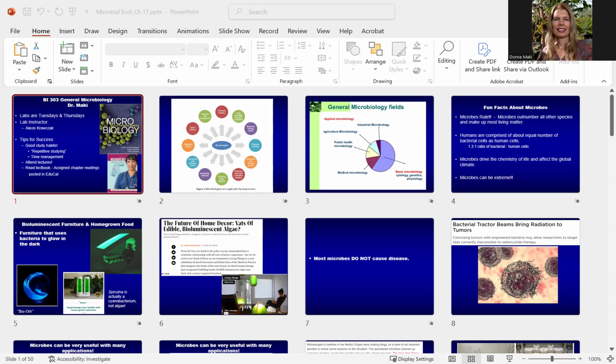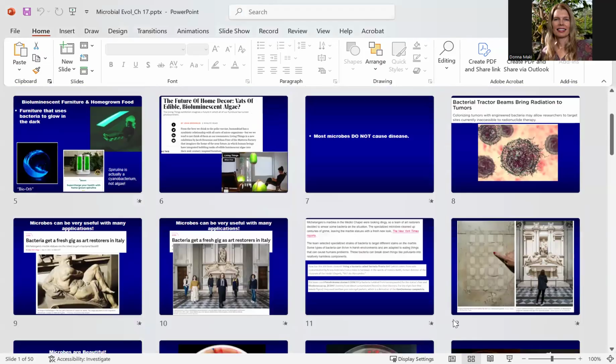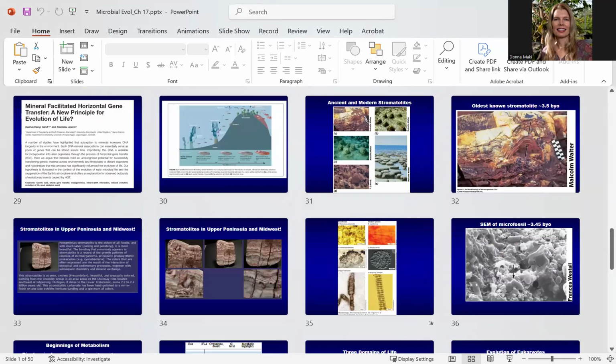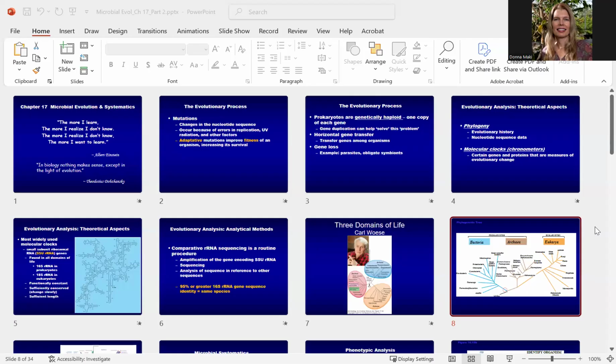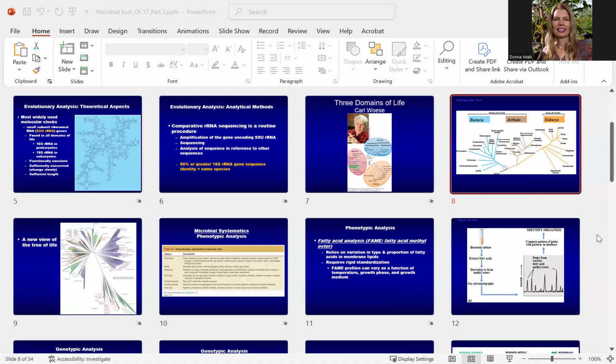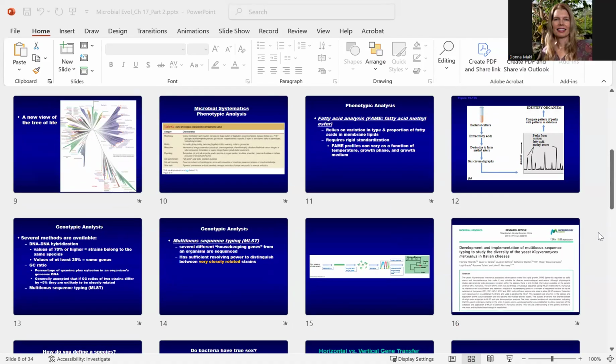All right. Any other questions on the first slide set? Second slide set? A little bit about how we study the evolutionary process and speciation. We touched on a couple of different methods. Questions on any of that?